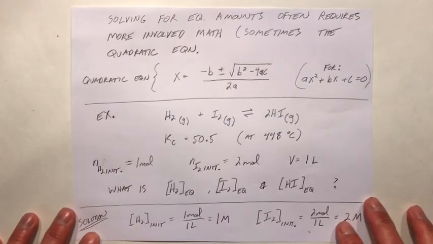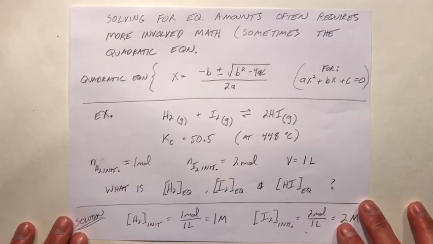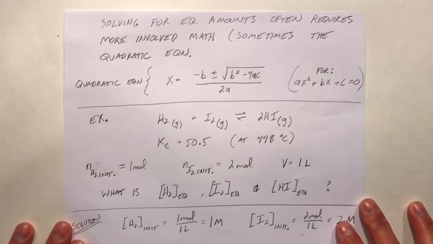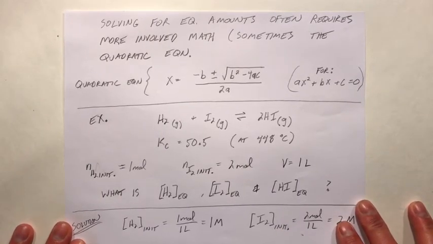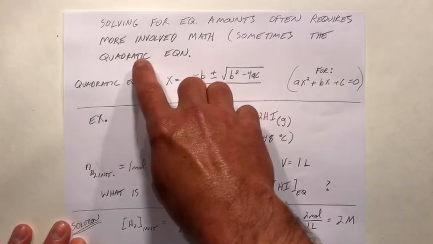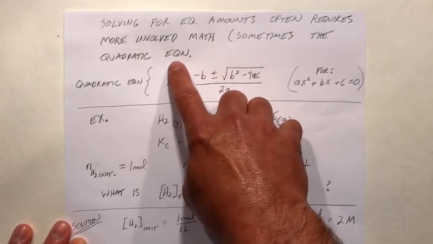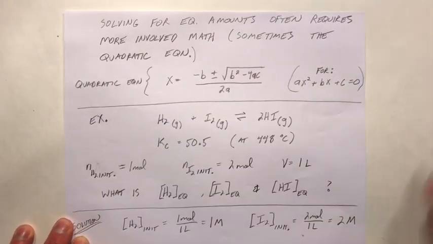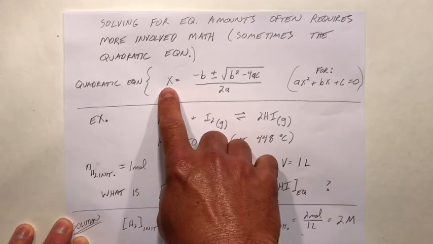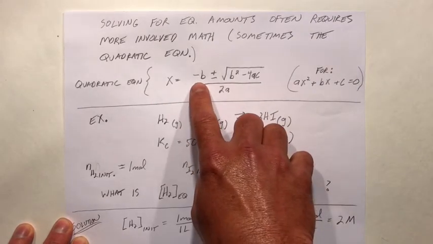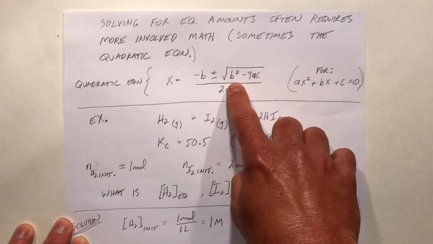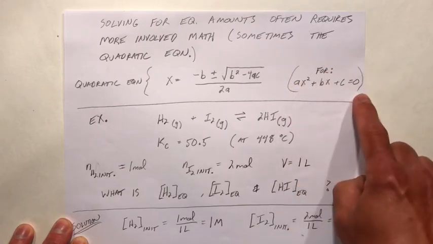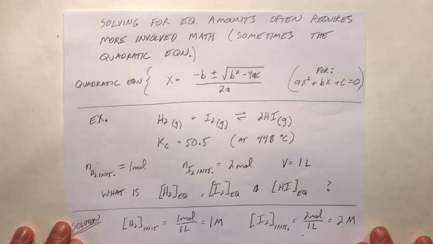Now, it's important to understand that solving for equilibrium amounts, if you want to calculate for an amount of chemical at equilibrium, the math can get a little bit dicey and more involved, and sometimes you actually have to use the quadratic equation. So here's the quadratic equation. If you're solving for x, we know that that's equal to negative b plus or minus the square root of b squared minus 4ac divided by 2a, where we have this as our overall expression. Let's go through an example where we do that.